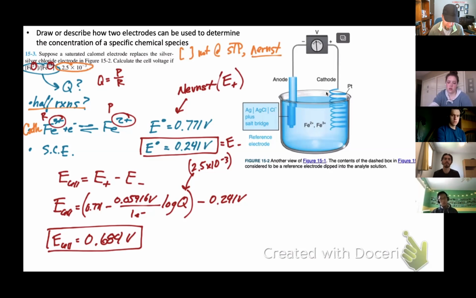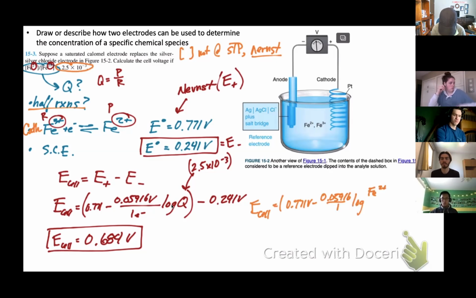Now I want to give you the proof of this because this topic came up. It actually was something that I was contemplating the other day also during lecture, and we just didn't get around to showing it. Let's write out on the side here, E cell we had is equal to 0.771 volts minus 0.05916 over 1 times the log of Q, which we said was Fe2 plus over Fe3 plus, right? What would that Q become under standard temperature and pressure? 1, right? Because each of those concentrations is equal to 1 molar.